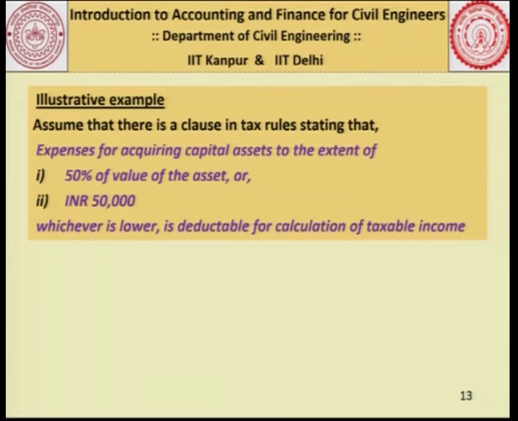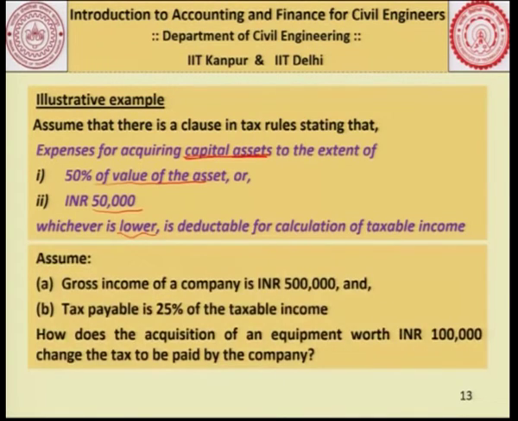Assume that there is a clause in tax rules that states that expenses for acquiring capital assets. Now, we are using the term capital assets, and construction equipment is very much a part of capital assets. If the tax provisions state that as far as acquiring capital assets is concerned, 50% of the value of the asset, or let us say 50,000 rupees, whichever is lower is deductible for calculation of taxable income.